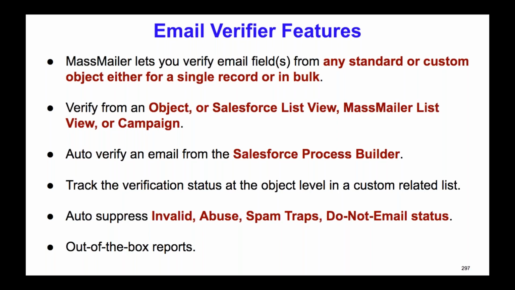You can do it at a single object level or a single record level, or you can actually do it in bulk, meaning if you want to do it for multiple records or multiple objects, you can do that as well. And the verification can be done at the record level, or you can choose the Salesforce list view, MassMailer list view, or even a campaign object, and you can verify all the email addresses.